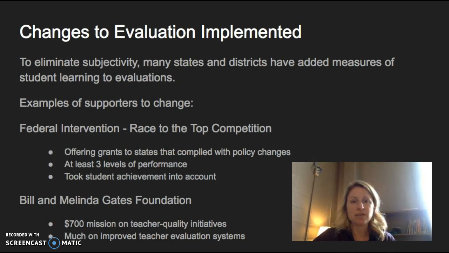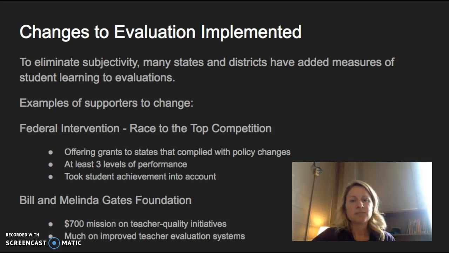There's been some changes then with all of that interest to how evaluation should be implemented within the school districts and within the classrooms. The issue of subjectivity was brought up, that sometimes principals and evaluators bring their own opinions and their own ideas into those classrooms. So many states and districts have tried to add measures of student learning to the evaluations because that's just a collection of data, so that doesn't have subjectivity to it.